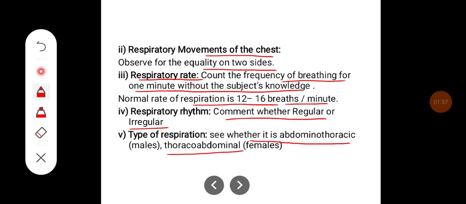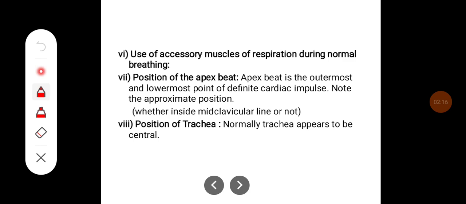In case of males, it is abdominothoracic, and in case of females, usually it will be a thoraco-abdominal. Because of the lax costochondral junction in females, the respiratory cage is going to move with the lungs. Then you have to look for the use of accessory muscles of respiration during the normal breathing, especially the movements of sternocleidomastoid and scalene muscle.